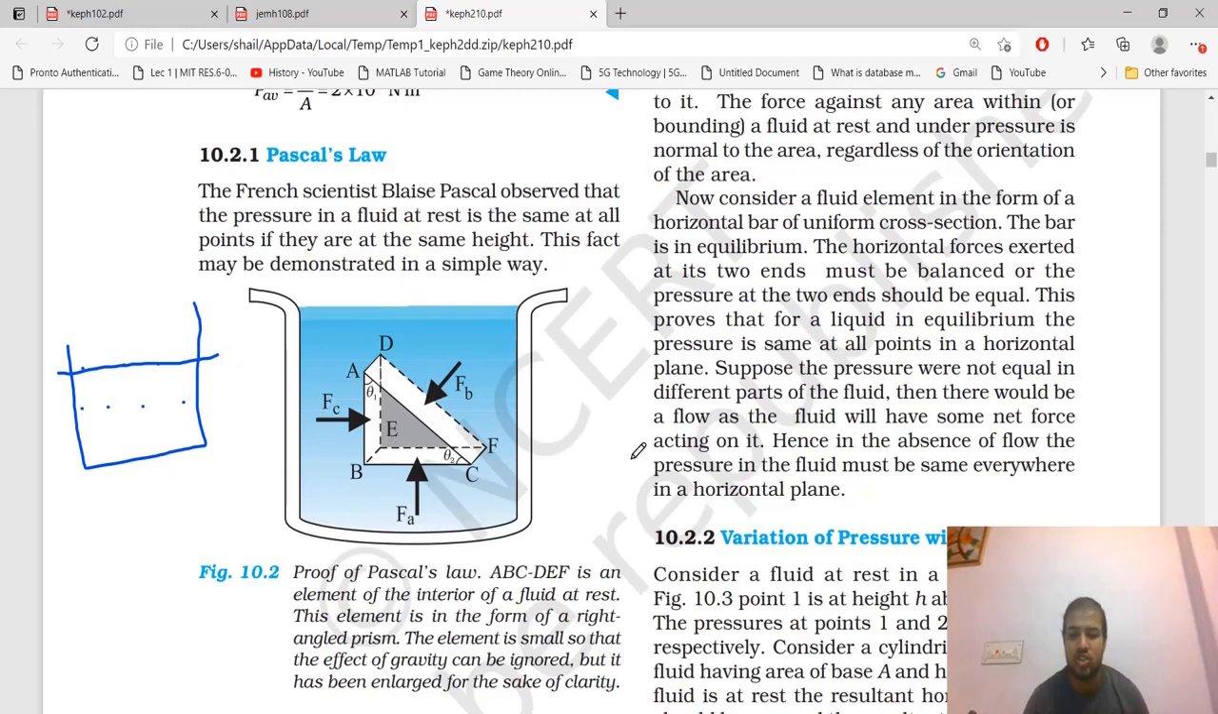And now we will stop this lecture here. There are only two concepts involved here: that the pressure at the same horizontal level is the same, and that if there is a net force, then there would be a flow, and if there is no flow, then there is no net force.